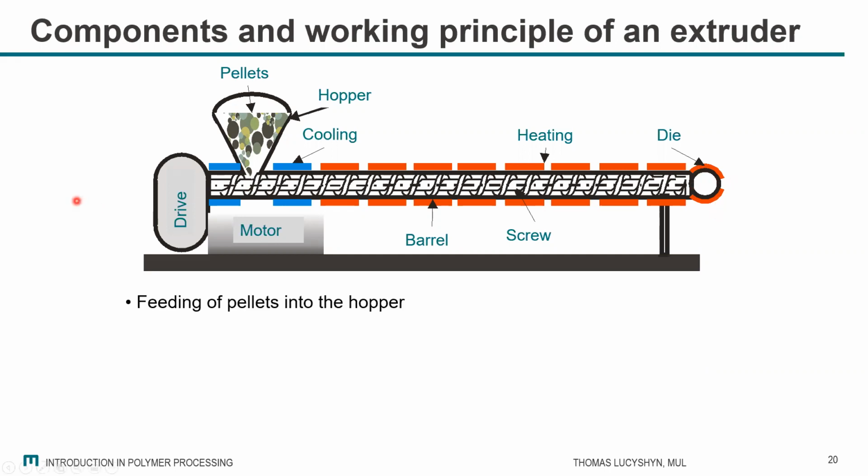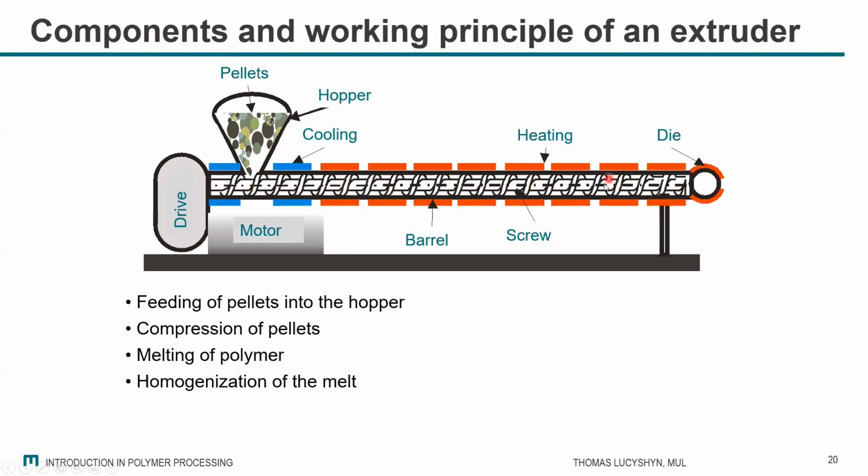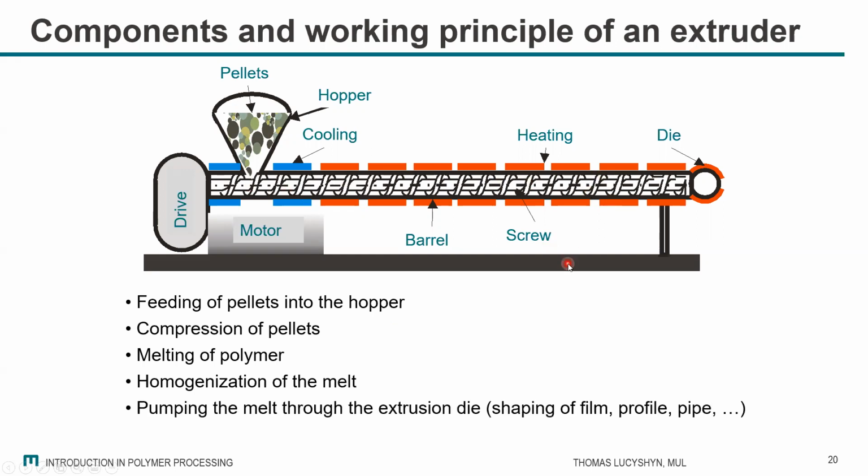First you feed the pellets into the hopper, which can be done manually, but can of course also be automated with some pipes and continuous conveying of pellets into the hopper. Then in this zone, the pellets are compressed, and then the melting happens in this zone. Close to the front, there's some kind of homogenization of the melt. And then finally, the melt is pumped through the die. Depending really on which kind of die you use, you can shape your film or profile however you want.